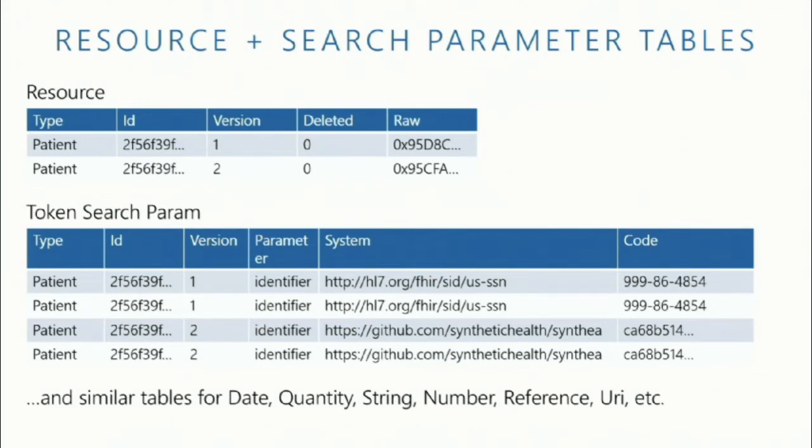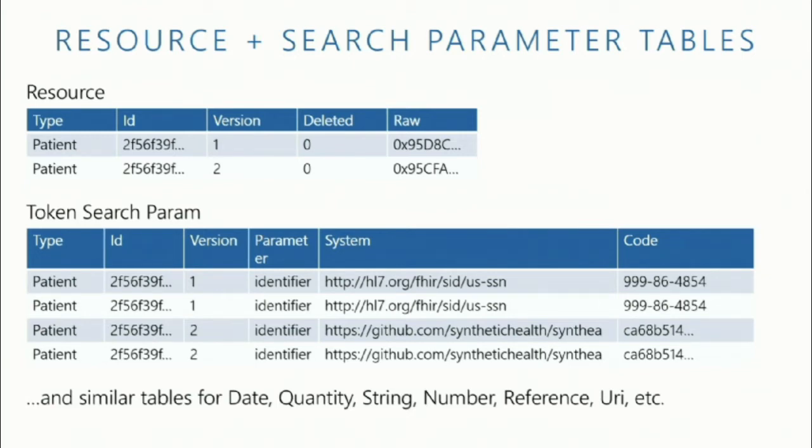This is sort of a first cut of how you might go about this. First and foremost, you have a resource table. And in there, we store a compressed version of the raw JSON or XML or whatever resource that you have. And we store a couple of extra attributes along with it. We store the type, so it's patient. Here's the ID that was passed in or generated by the server. And then notice that there's a version here, right?